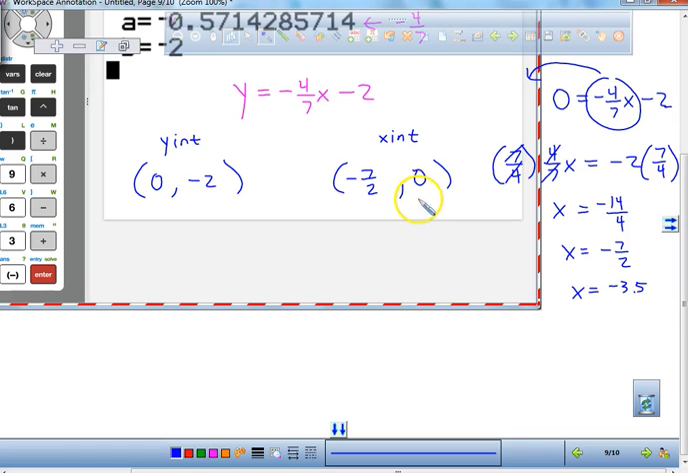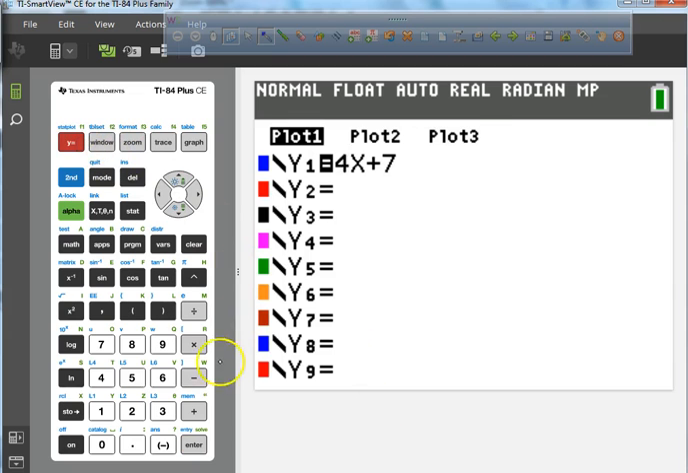So let me explain to you how you guys can use the graphing calculator to do all of this for you. Once you get this, can you type that in the graphing calculator? Yes, so do it right now with me, please. Okay, y equals, type in negative 4 divided by 7x.